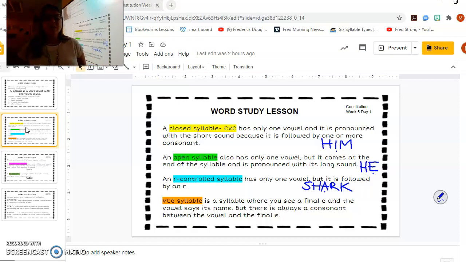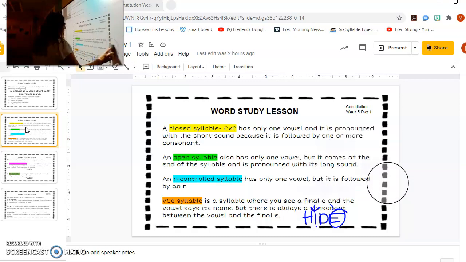And then a VCE syllable is a syllable where you see the final E and the vowel says its name. But there's always a consonant between the vowel and the final E. So for example, the word hide, H-I-D-E, hide. My vowel is right in here. That final E makes that I says its name, hide. So this is a VCE syllable.